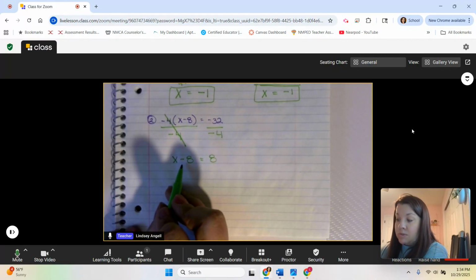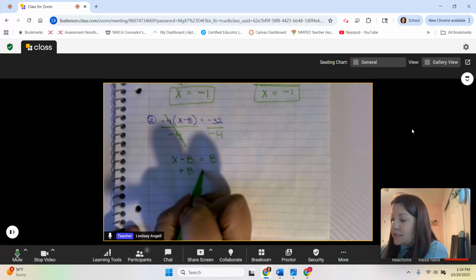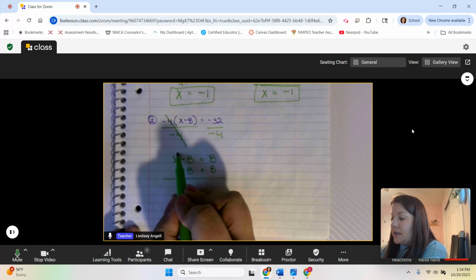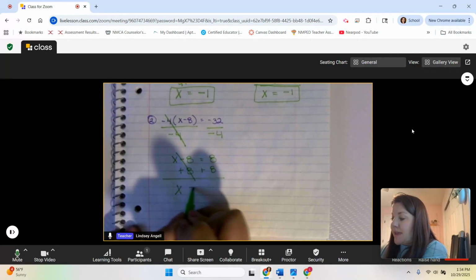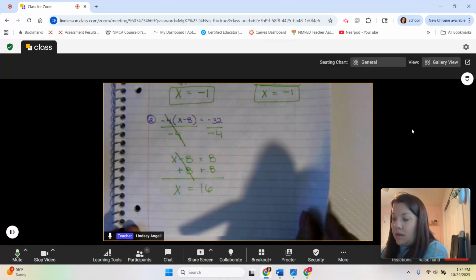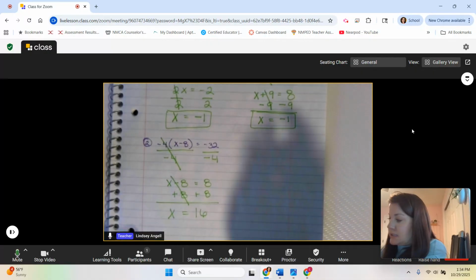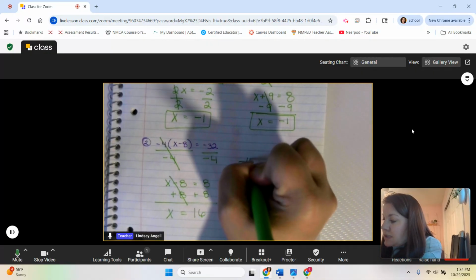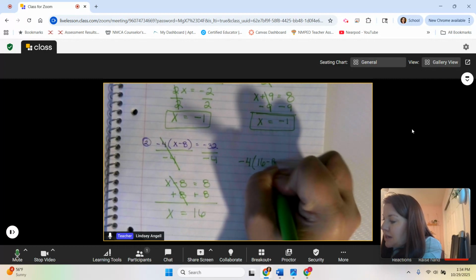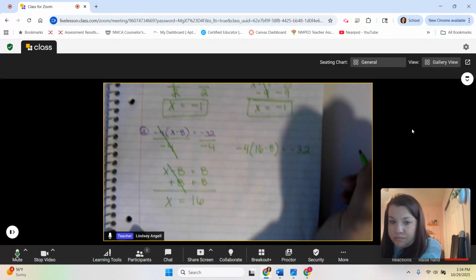Right now I'm subtracting 8. To get rid of it, I'm going to add 8 to both sides. Negative 8 plus 8 is 0, so I'm just left with x on the left, and 8 plus 8 is 16 on the right. Okay, we could plug it back in. Let's go ahead and do that just to make sure, especially since we have all those negatives. We've got negative 4 times (16 minus 8). We want to make sure, does that equal negative 32?